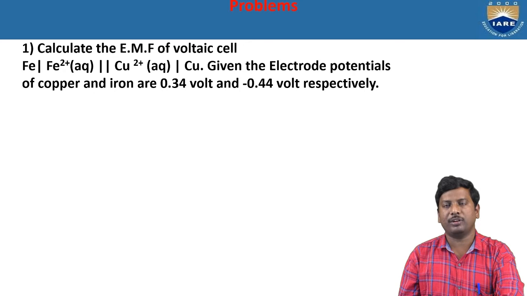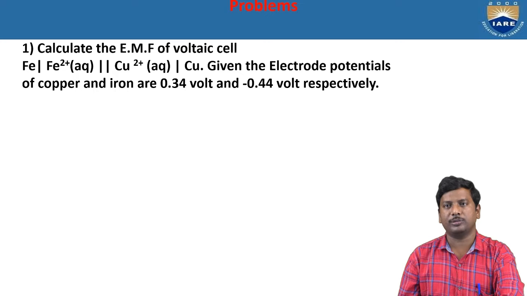Calculate the EMF of a voltaic cell, the electromotive force, the maximum potential difference between the two electrodes when the charge transfer takes place. Iron is present in iron plus 2 aqueous solution, separated by a salt bridge from copper plus 2 in aqueous solution with copper. Given the electrode potentials of copper and iron are 0.34 volts and minus 0.44 volts.